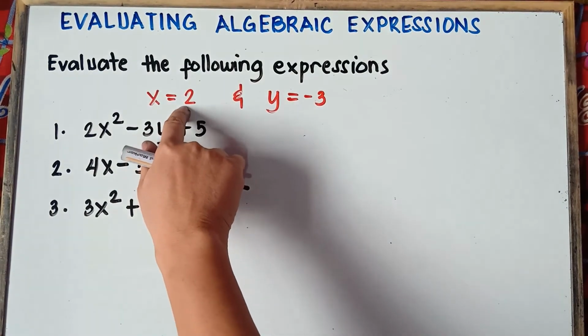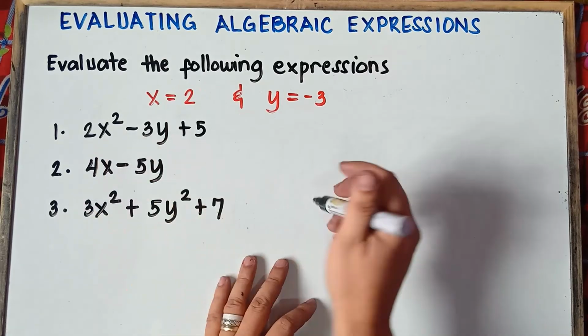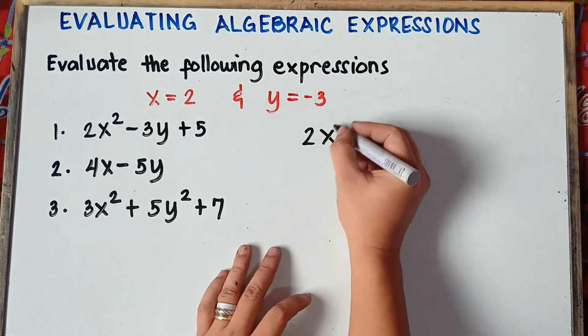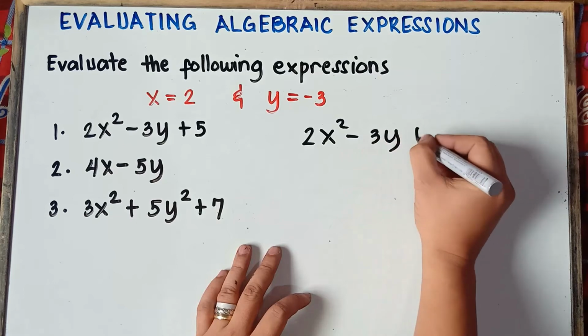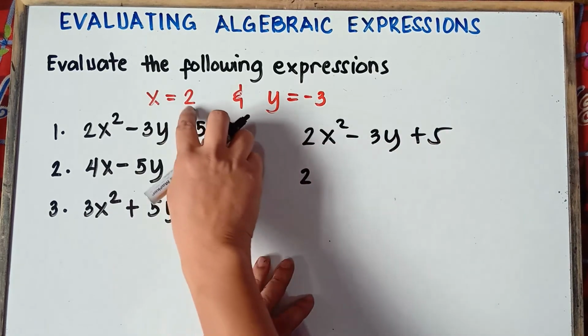So our x value, that would be positive 2. Then our y value, that would be negative 3. Alright, so let me just copy this one. 2x squared minus 3y plus 5. So once again, simply copy 2. Now the x value, that will be positive 2.